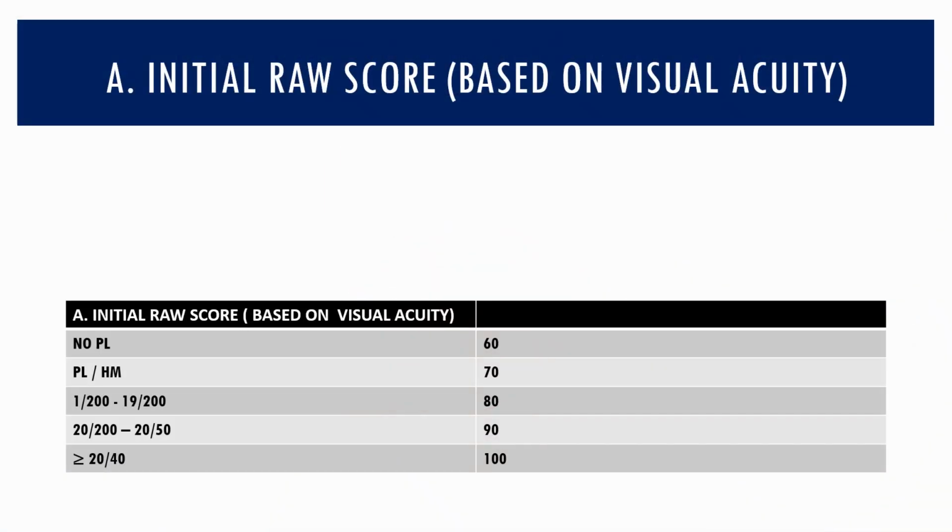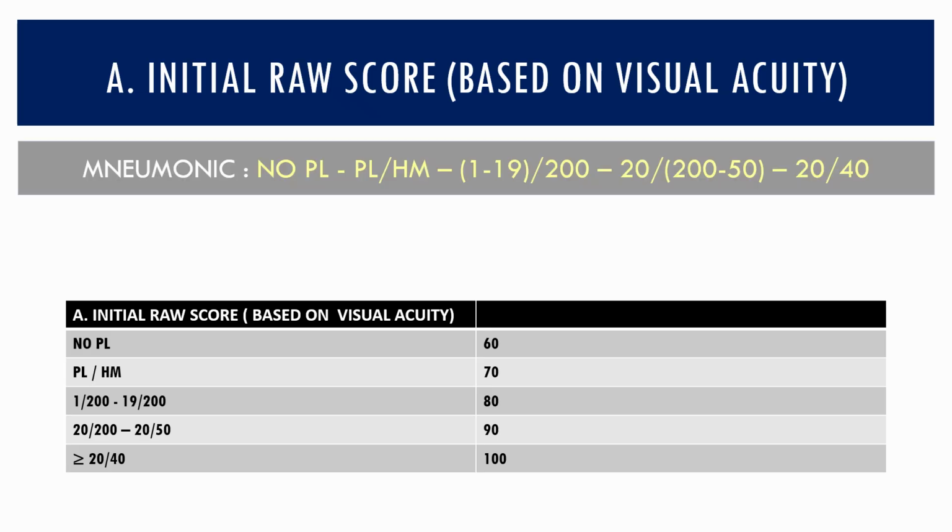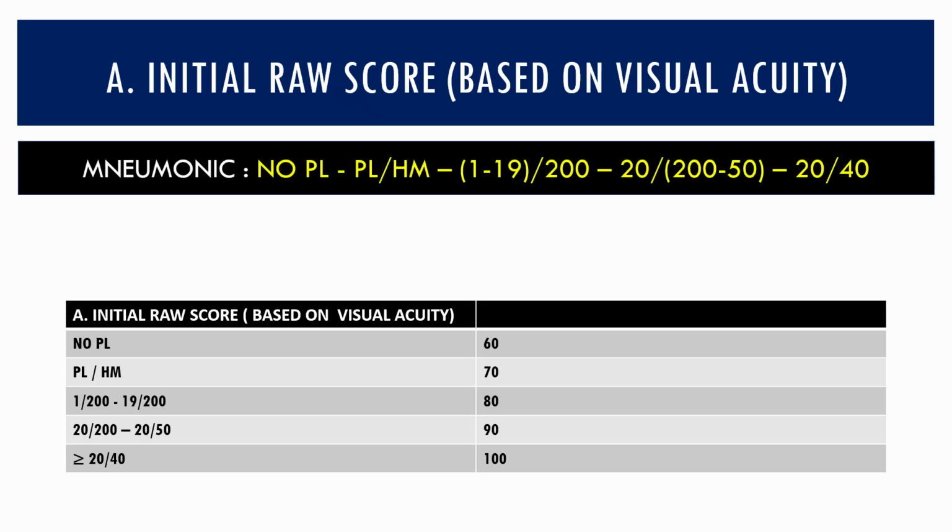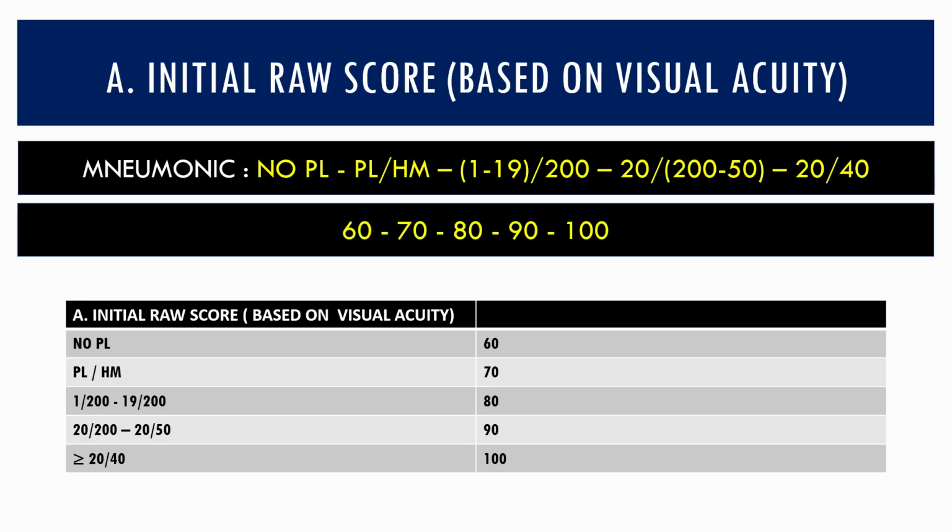Let's start with the initial raw score, which is based entirely on the patient's presenting visual acuity. Fortunately, this is probably the easiest part of the ocular trauma score to remember. The visual acuity categories progress from worst vision to best vision. The corresponding scores are 60, 70, 80, 90, and 100. Notice the simple pattern. As vision improves, the score increases by 10.